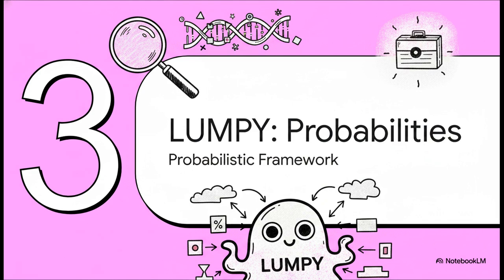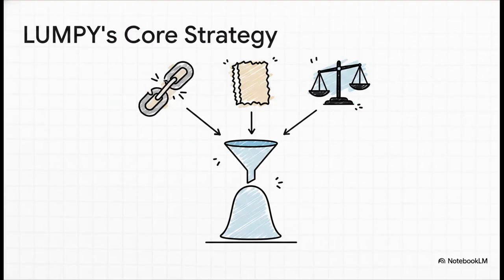Which brings us to Section 3. Let's meet our first digital detective, Lumpy, in its probabilistic framework. Historically, older algorithms would basically just use one of those clues we just talked about to find an SV, and maybe, if you were lucky, use a second clue later just to verify it, but Lumpy completely changed the game. Lumpy's core strategy is a probabilistic framework that naturally integrates read pair, split read, and read depth signals all simultaneously.